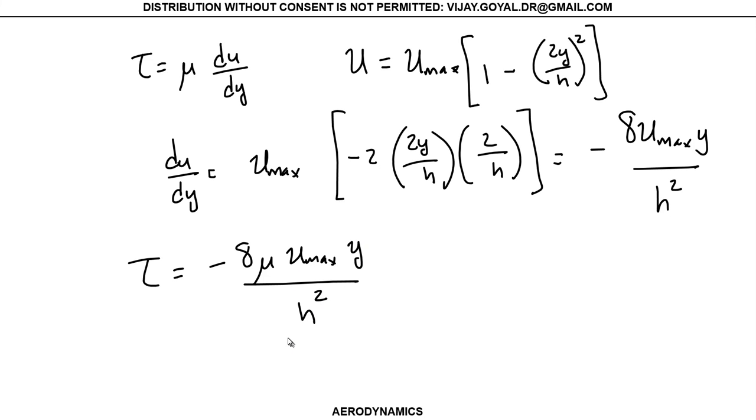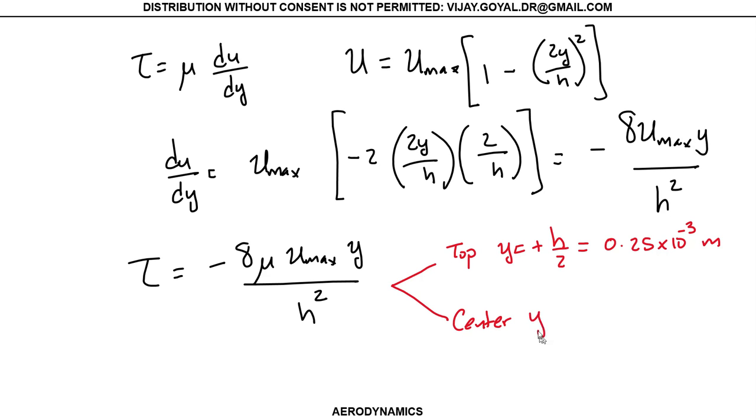Now, note one thing: it's asking for two things, right? It's asking for the shear stress at the top and at the center. If I'm looking at the top, y is going to equal plus h over 2, and that would be 0.25 times 10 to the minus 3 meters. You need to convert everything from millimeters to meters. In the center, y is equal to 0. Okay, so those are the two values that we are looking for.